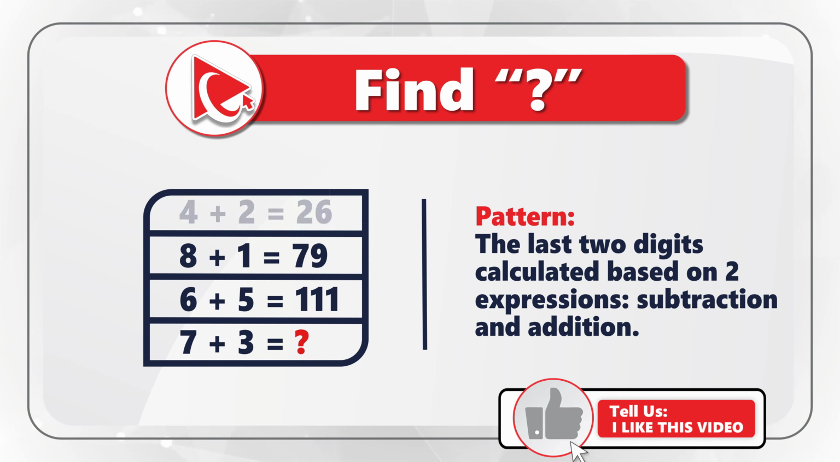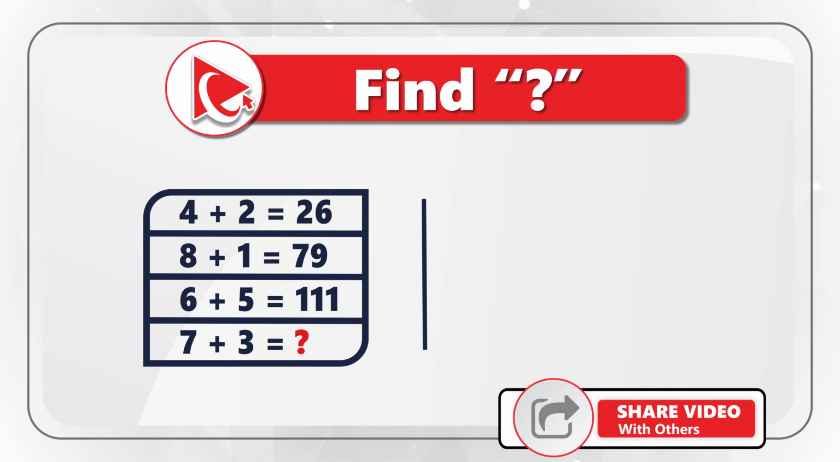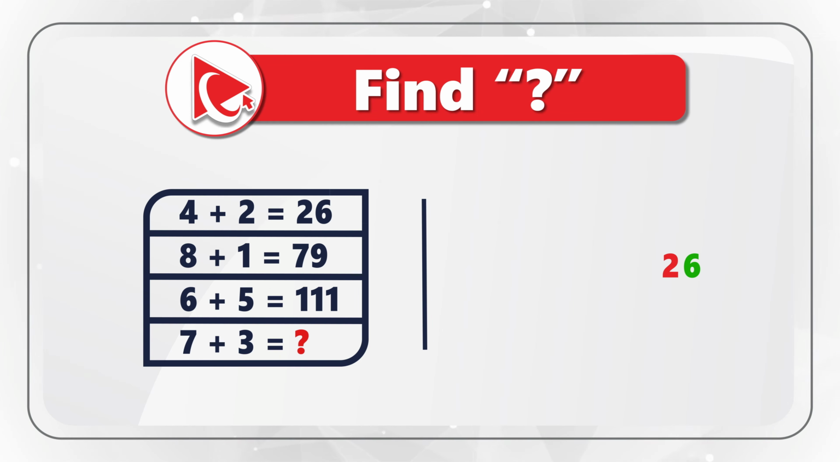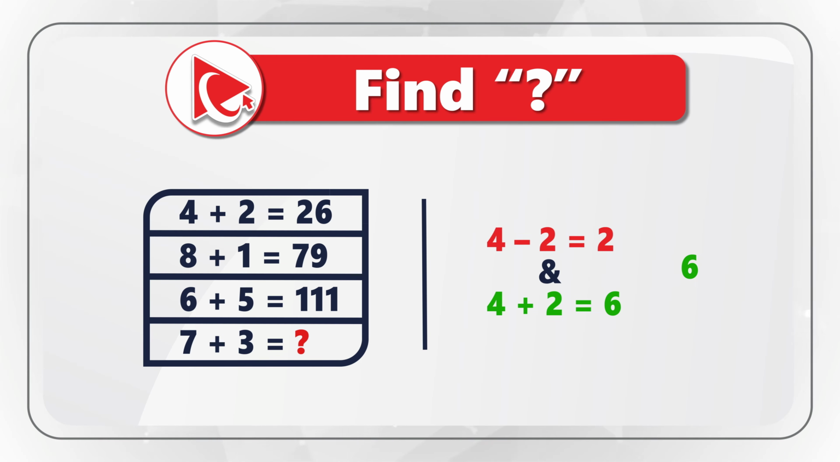Let's look at the example. The first expression is presented to us as 4 plus 2 equals 26, but the numbers in 26 are calculated differently. For example, the first number 2 is calculated as 4 minus 2. This is where I gave you a hint of using not just the plus sign, but also the minus sign. And the second digit in 26, which is 6, is calculated as 4 plus 2 equals 6.